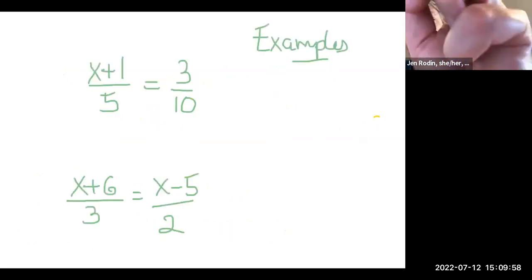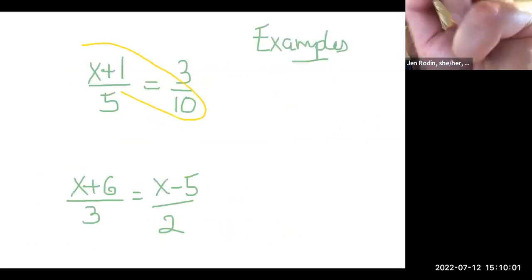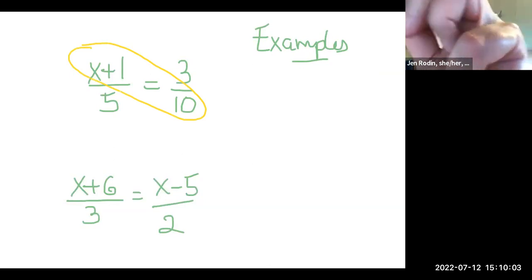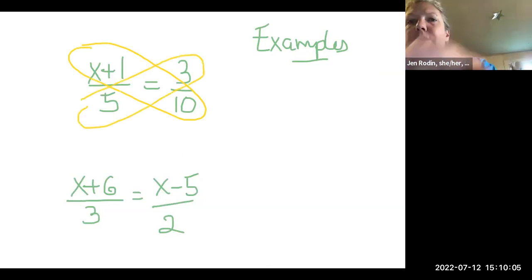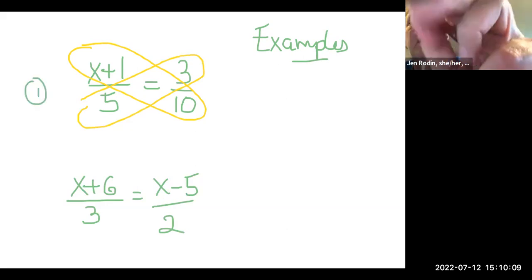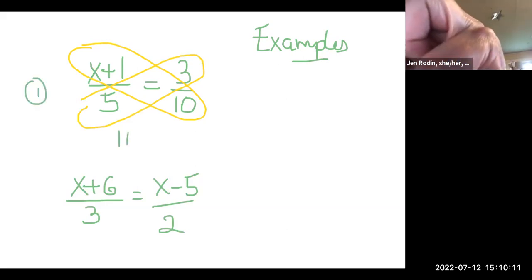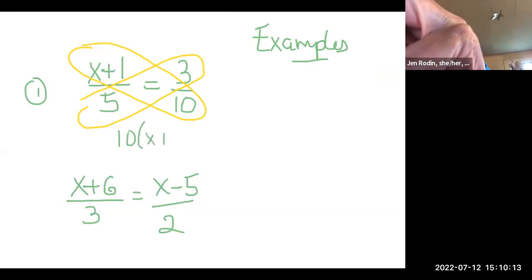So backing up here, we should be able to use that principle to solve these. So here's this one. It's going to be 10 times x plus 1 equals 5 times 3.